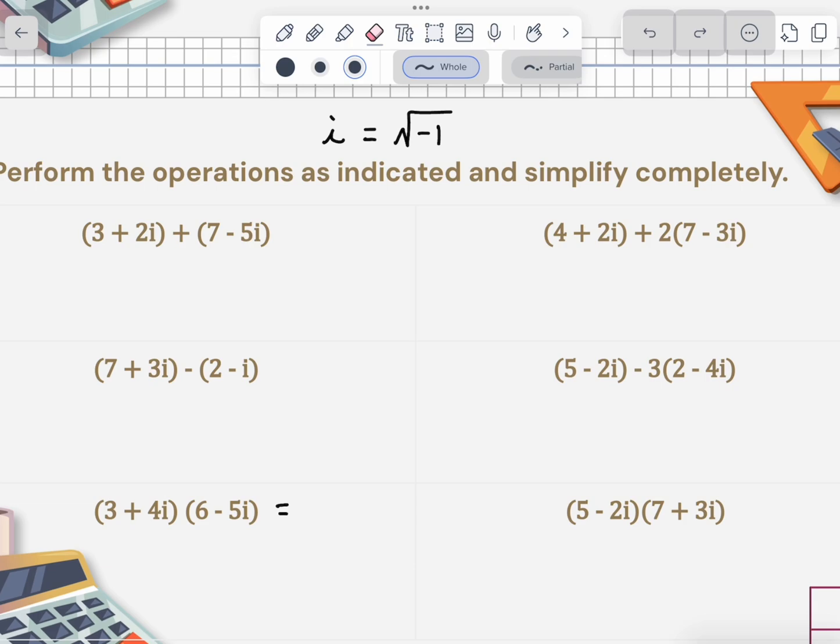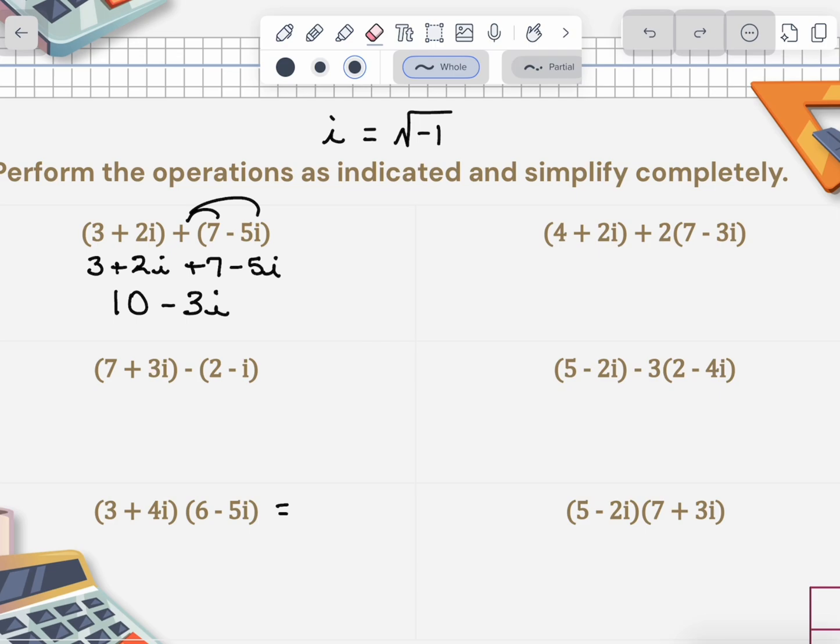So let's look at this first example. We're just going to add and subtract just as if that i were an x. So 3 plus 2i, think of it as 3 plus 2x, plus 7 minus 5i. So we're just going to distribute that positive sign, and that's going to give us, combining like terms, 10, and then we combine the 2i and the negative 5i to get negative 3i. So that's our solution there.